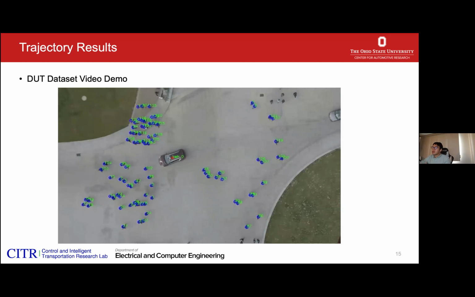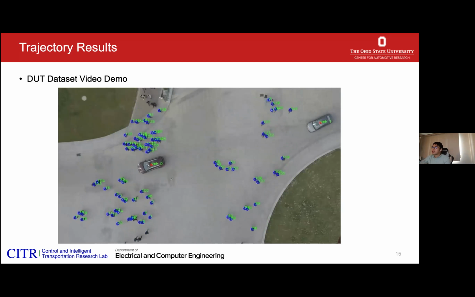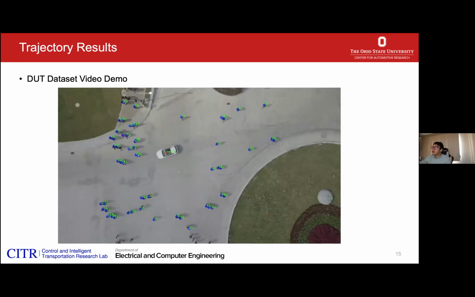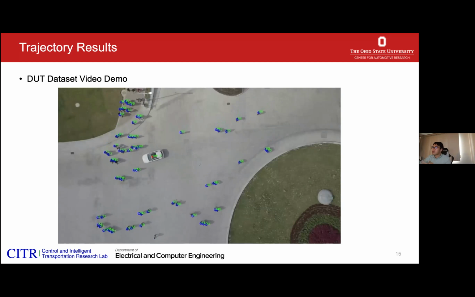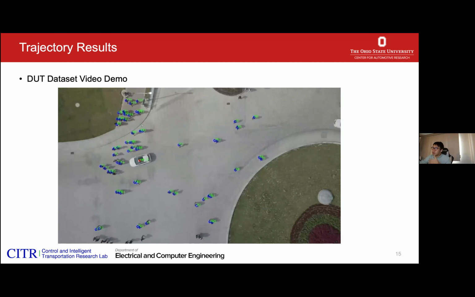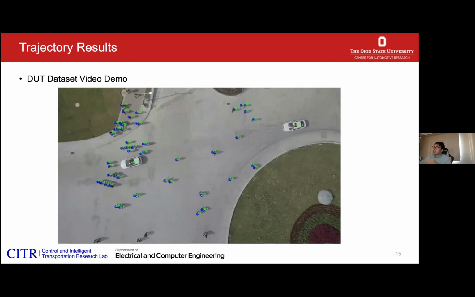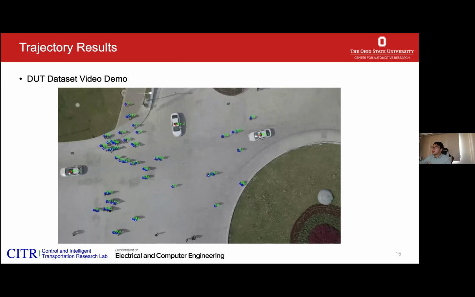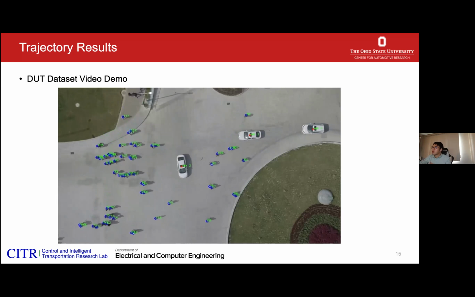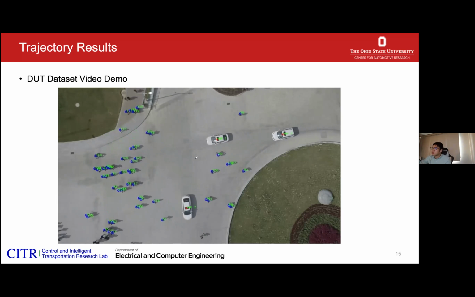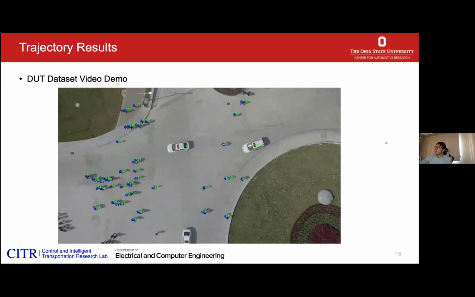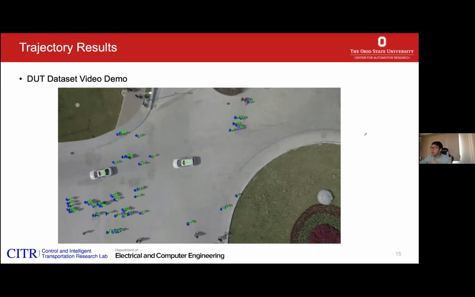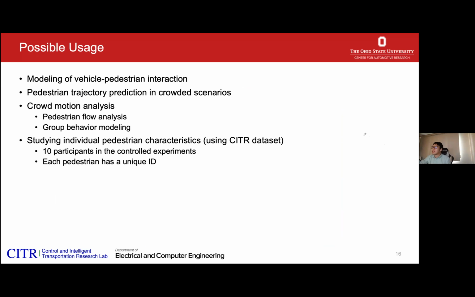And this is the second location for the DUT dataset. And this is an even more crowded scenario. As you can see in this video, there are lots of pedestrians moving in different directions, and there may be multiple cars. So there could be multiple vehicle interactions with crowds of pedestrians. Okay, so that's basically the result of our created dataset.